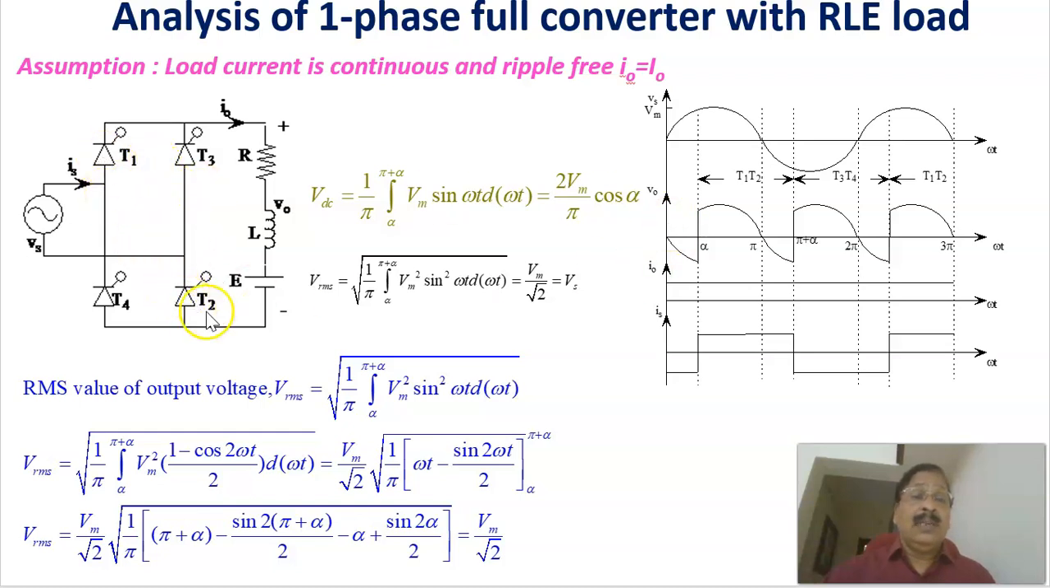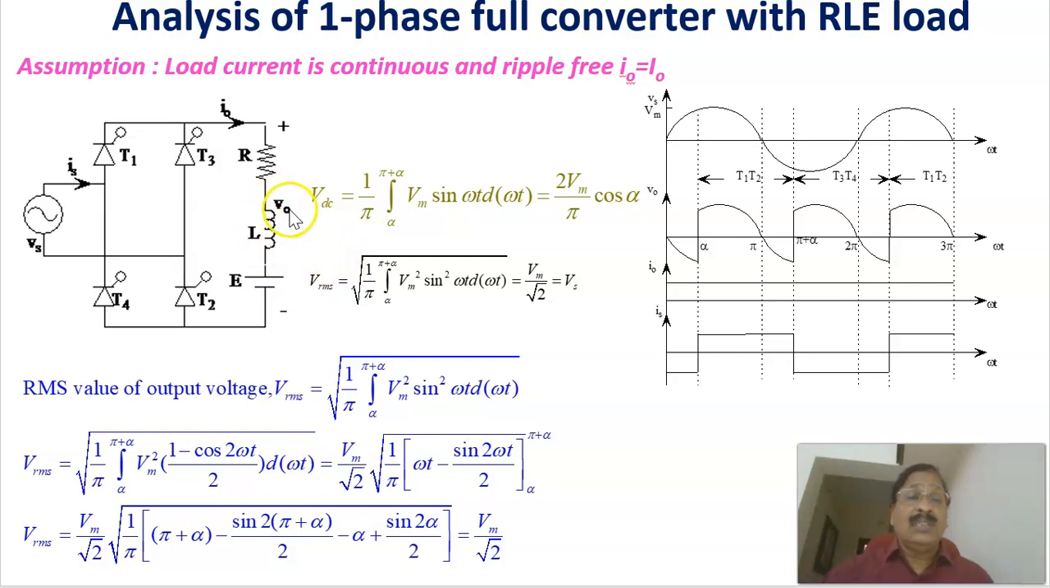And once T1 and T2 conduct, they act just like a closed switch, because we are neglecting the drop across the thyristor when it is conducting. Then the circuit is like this: the current flows through T1 and through this RLE load, returning back through T2. This is the circuit diagram when T1 and T2 conduct. At that time, the voltage across the RLE load is the same as the input voltage. Therefore, at firing angle alpha, the voltage is the same as the input voltage.